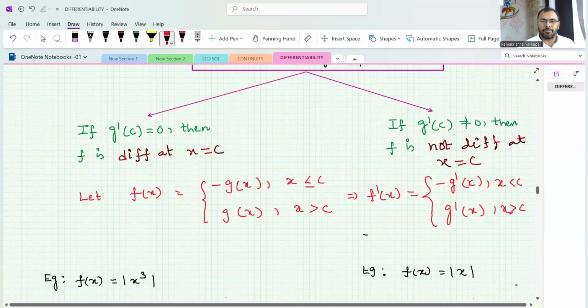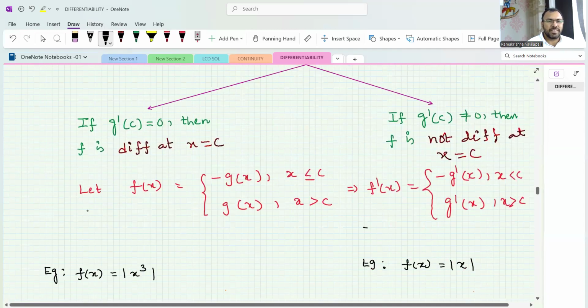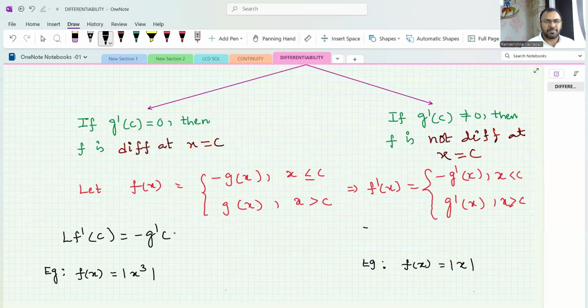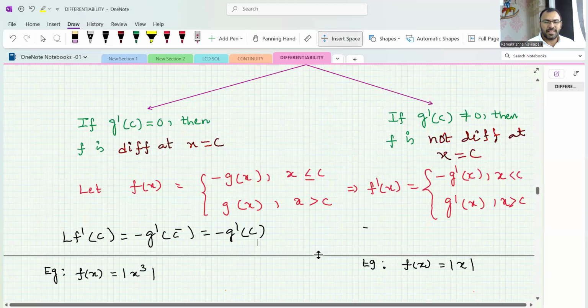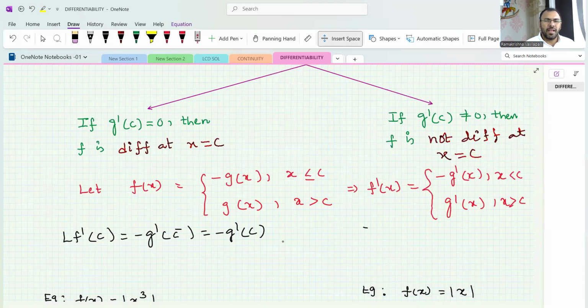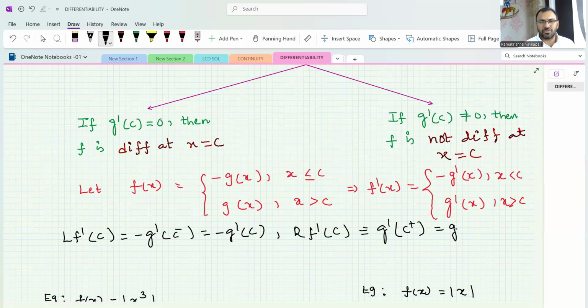Now, quite simple. What is Lf dash of c? Lf dash of c is equal to minus g dash of c. Then, what is Rf dash of c? Rf dash of c, the right hand derivative of f at x equal to c, I can directly write as g dash of c. Anyway, g is a differentiable function, so the left hand derivative is equal to the right hand derivative for g.